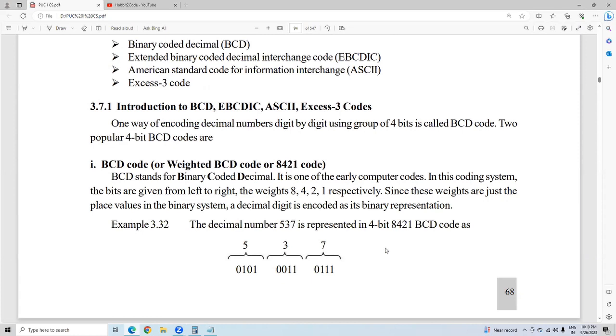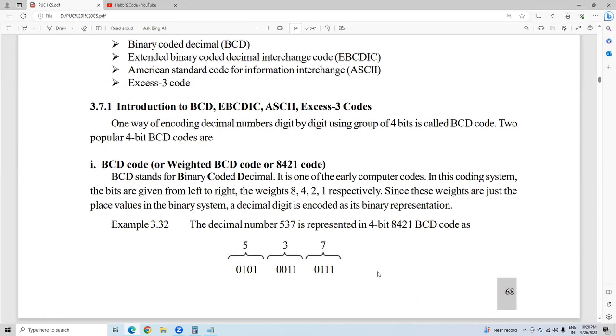Introducing these numbering systems. One way of encoding a decimal number digit by digit using 4 bits is called BCD code. Two popular 4-bit BCD codes are the BCD code, or weighted BCD code, or 8421 code. It stands for binary coded decimal. It is one of the early computer codes. In this coding system, the bits are given, from left to right, the weights 8421 respectively, since these weights are just place values in the binary number system. A decimal digit is encoded as its binary representation.